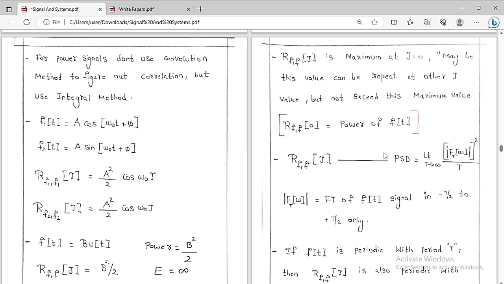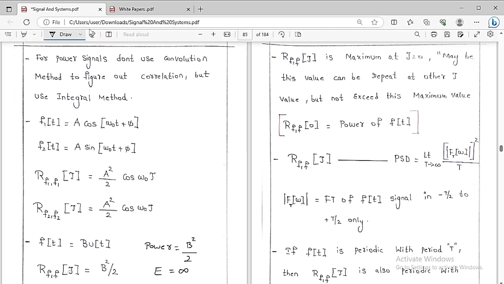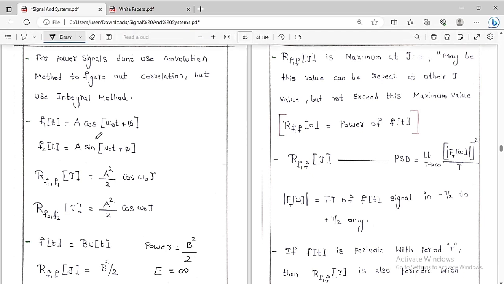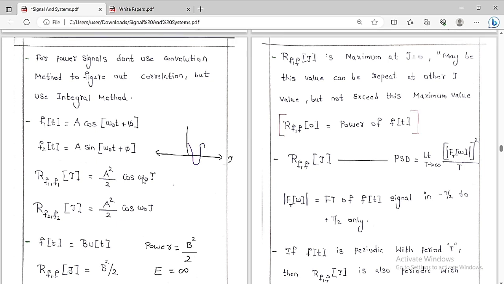So if you see clearly for this function, suppose I draw the autocorrelation with respect to tau. What am I going to get? It is a cosine function, right? Like this you are going to get A squared by 2 into cos(omega naught tau). So like this waveform you are going to get.